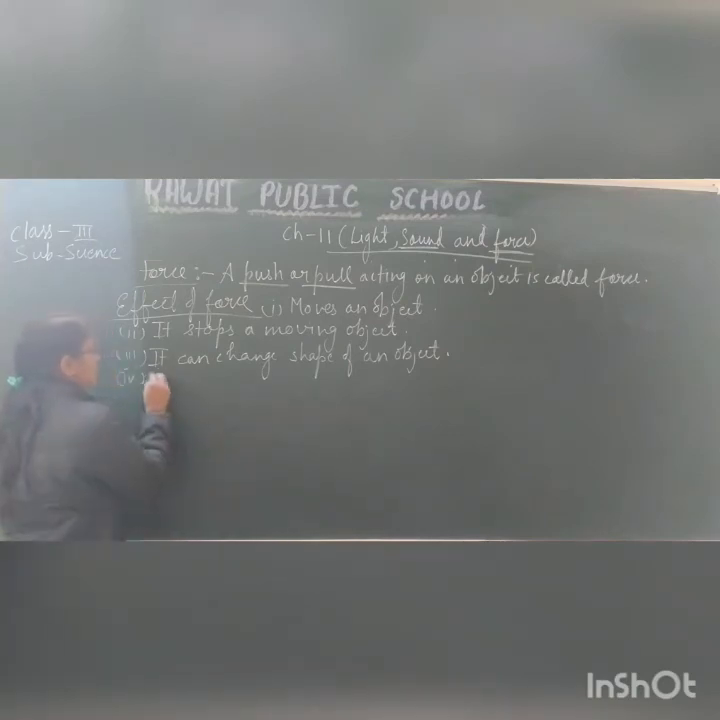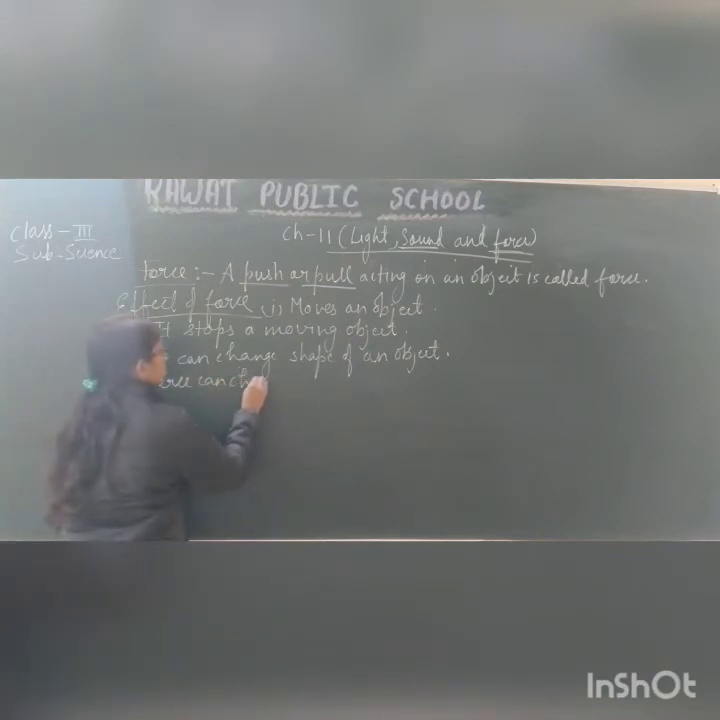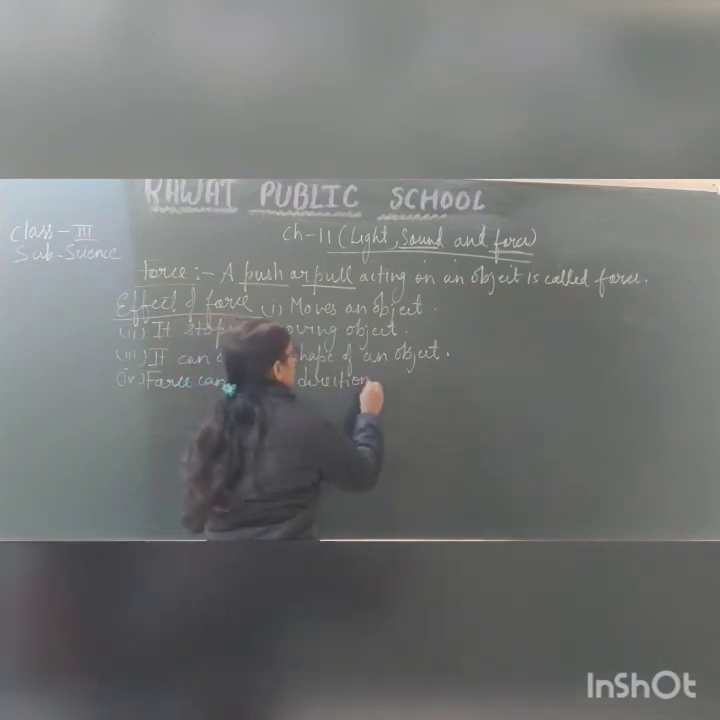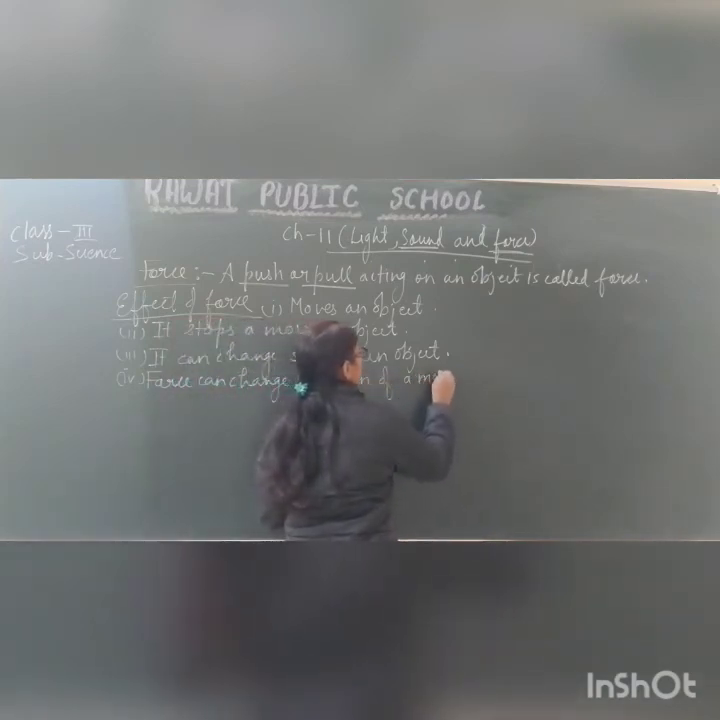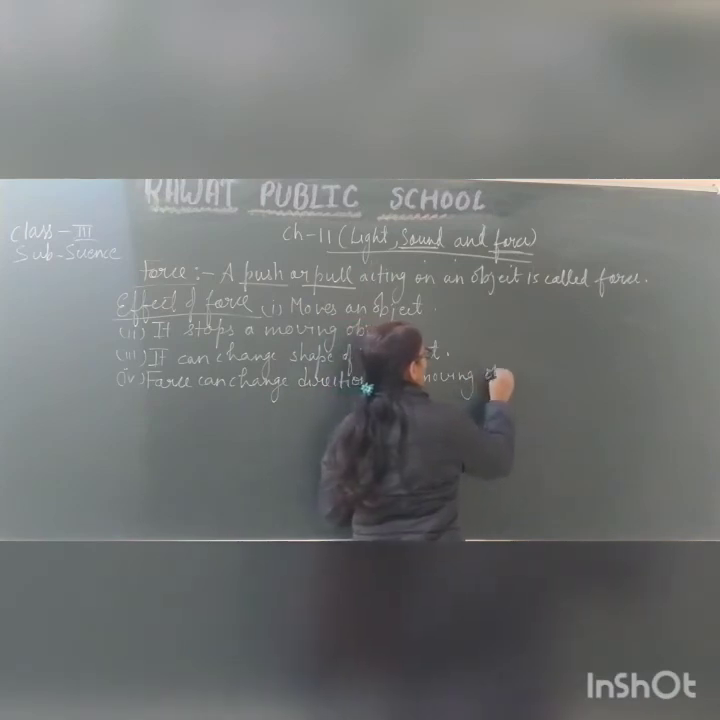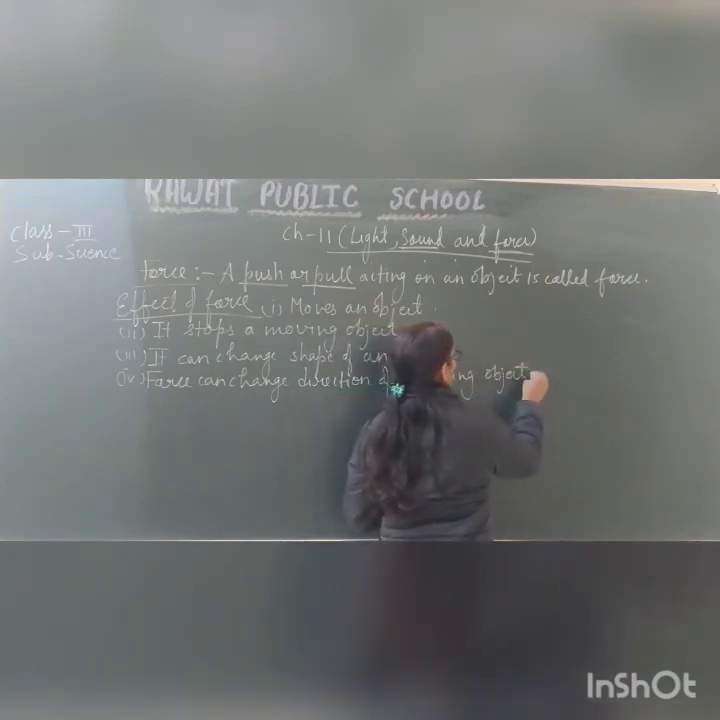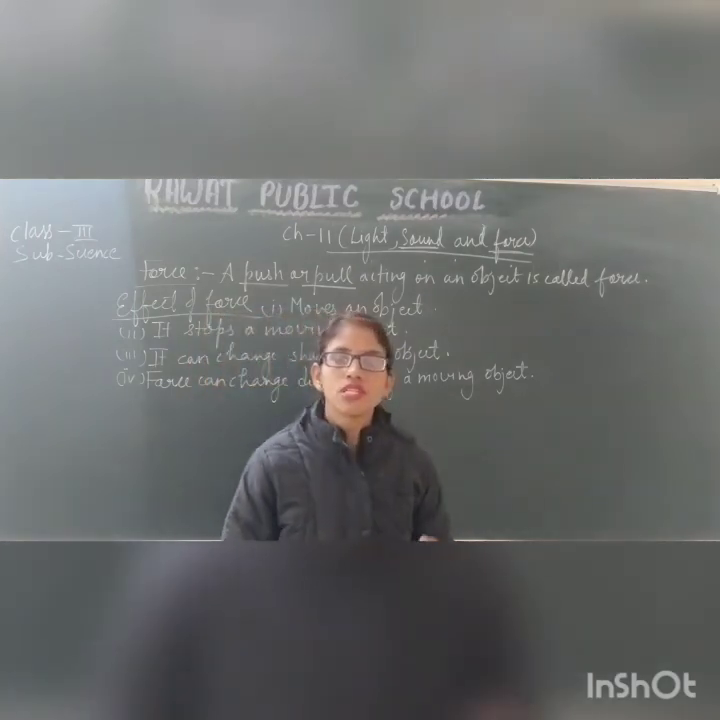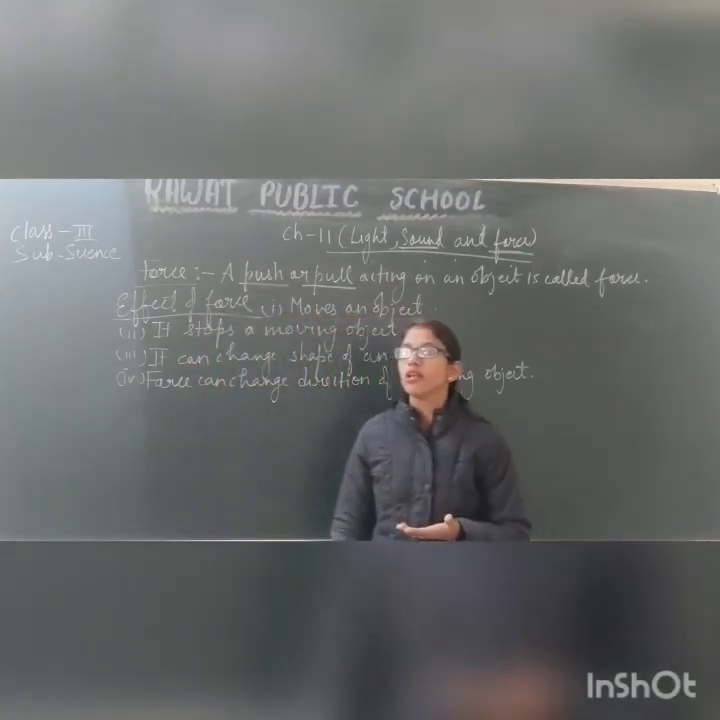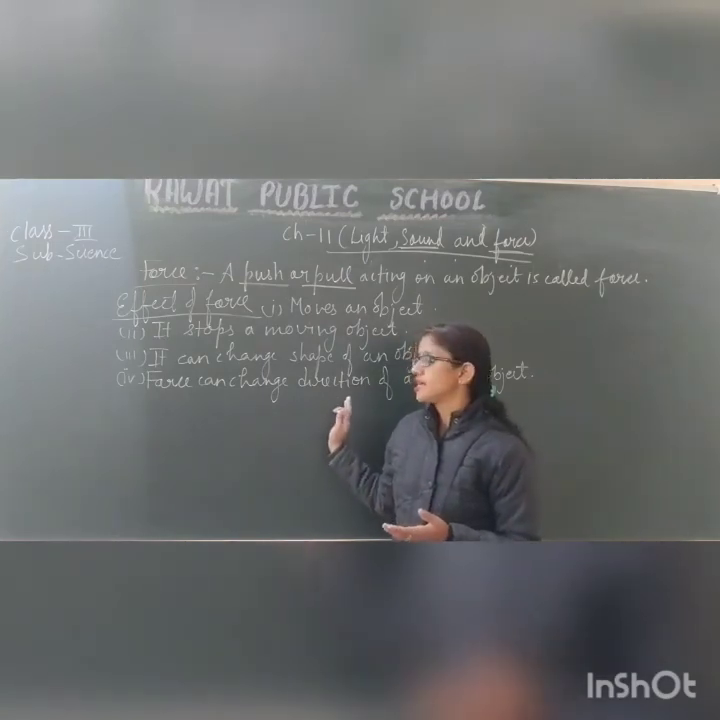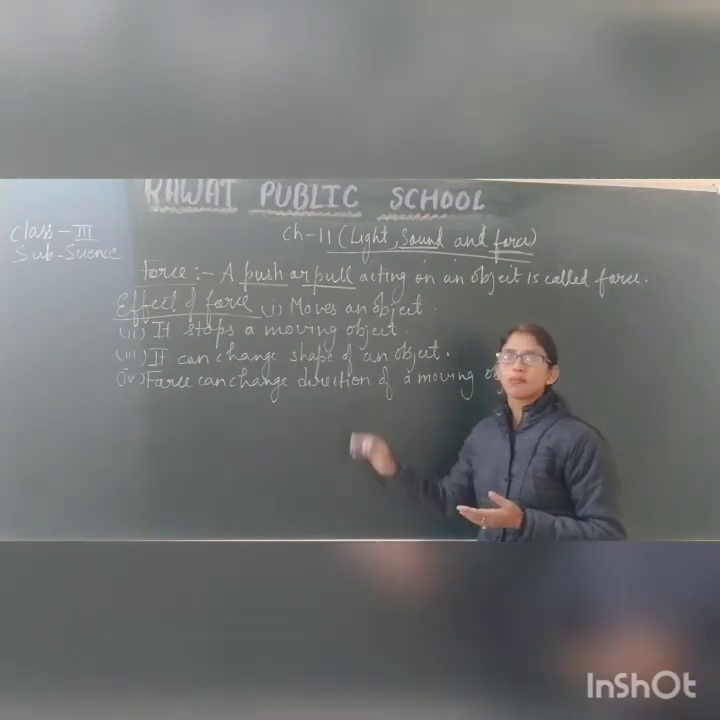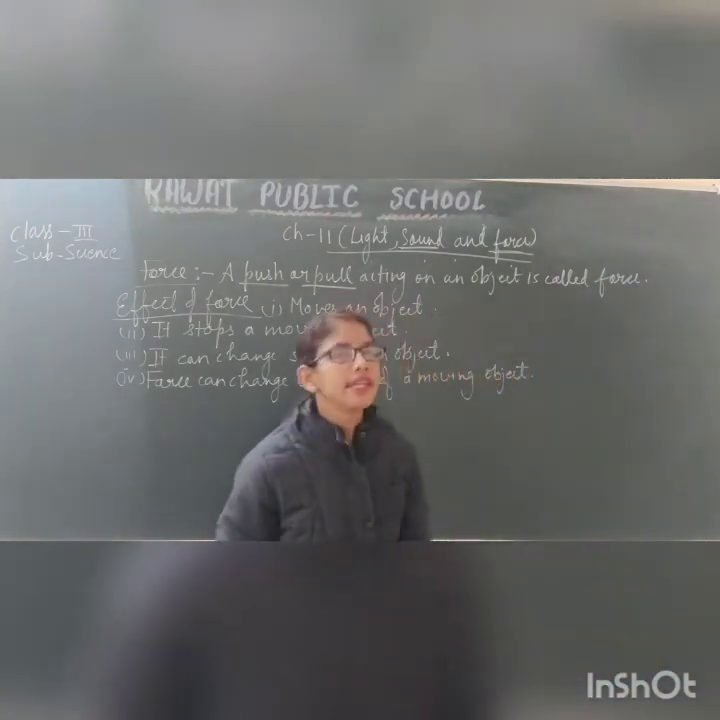Force can change the direction of a moving object. So if a bowler throws the ball towards the batsman and the batsman hits the ball with his bat in the opposite direction, hence the direction of the moving object can be changed by applying force in the opposite direction.